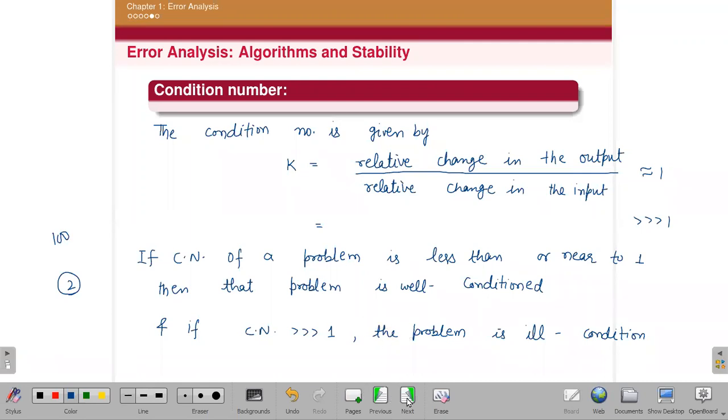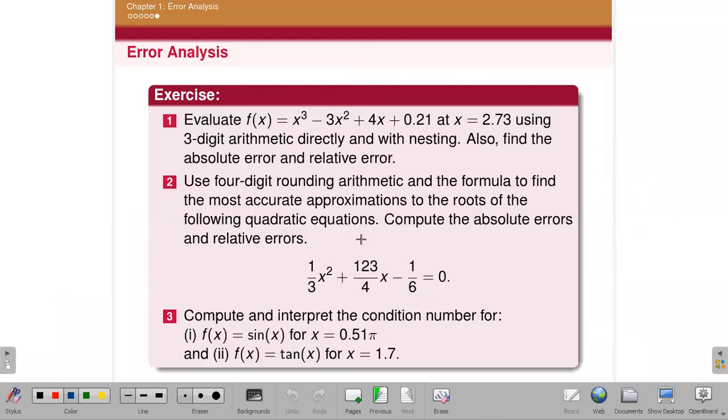So here these are the exercises you have to do. First of all, nesting you have to do. This is a question of nesting, and this is the quadratic equation roots you have to find out. And here you have to find the condition number. Actually, I'm giving you the formula here. By using this formula, you will find out the condition number of this problem. But in the next lecture, we will compute this condition number formula also. But in the meanwhile, to do this third question, you will use this formula.